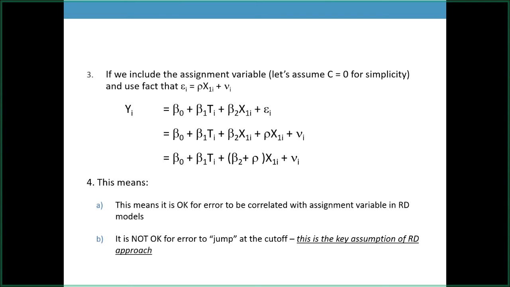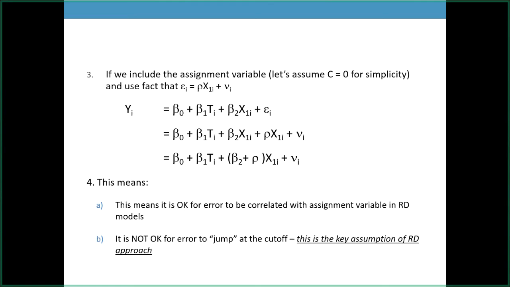The thing that needs to not be true is that it's not okay for the error to jump at the cutoff, that people just above the cutoff all happen to be particularly lucky people or people who have higher family incomes or other non-measurable things. The nice thing of what's part B on this slide, this key assumption of regression discontinuity, is that it's testable. You can normally look at other variables and see if they jump at the cutoff.